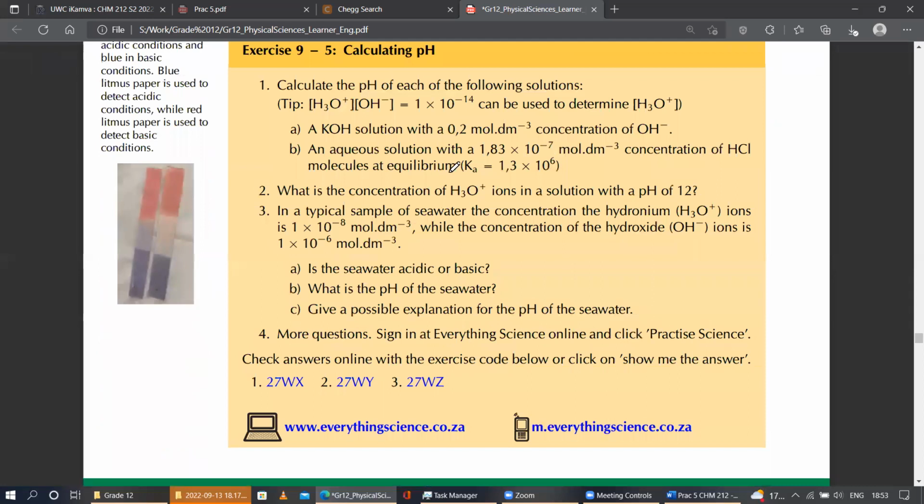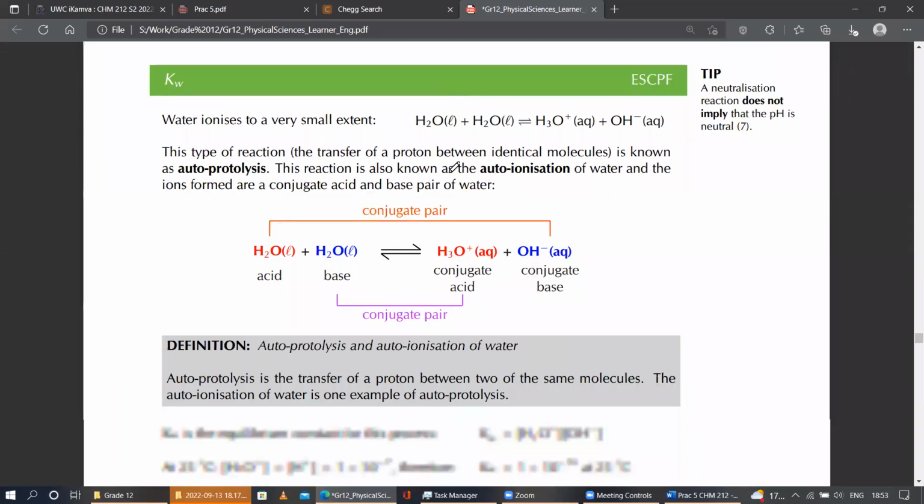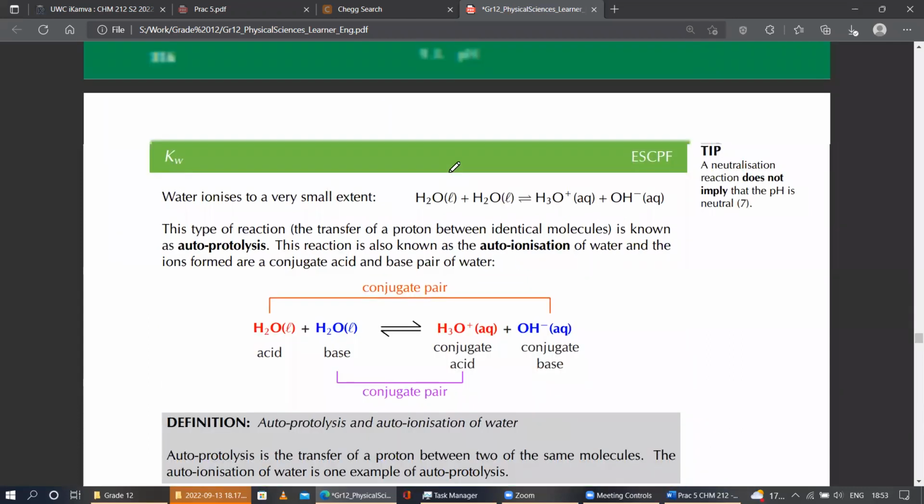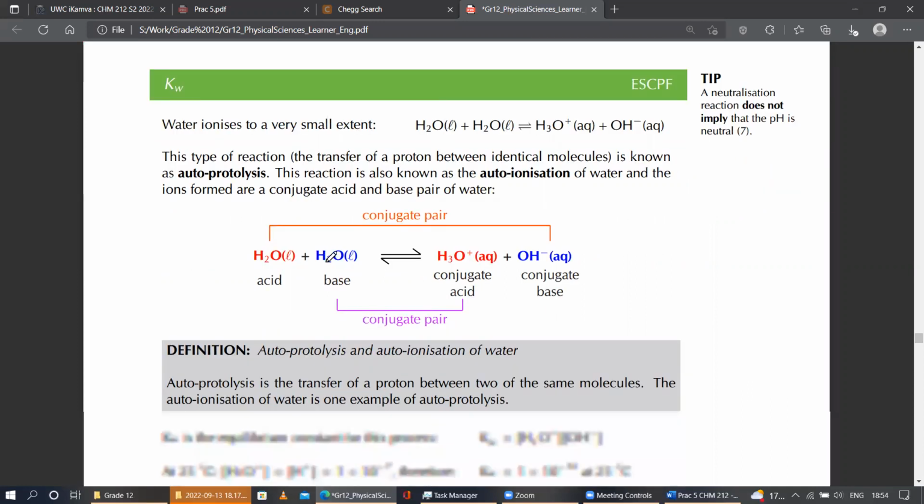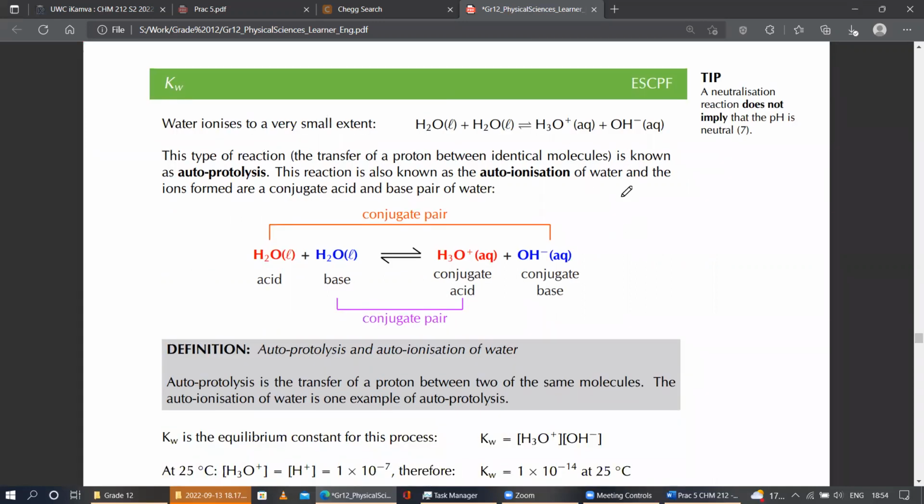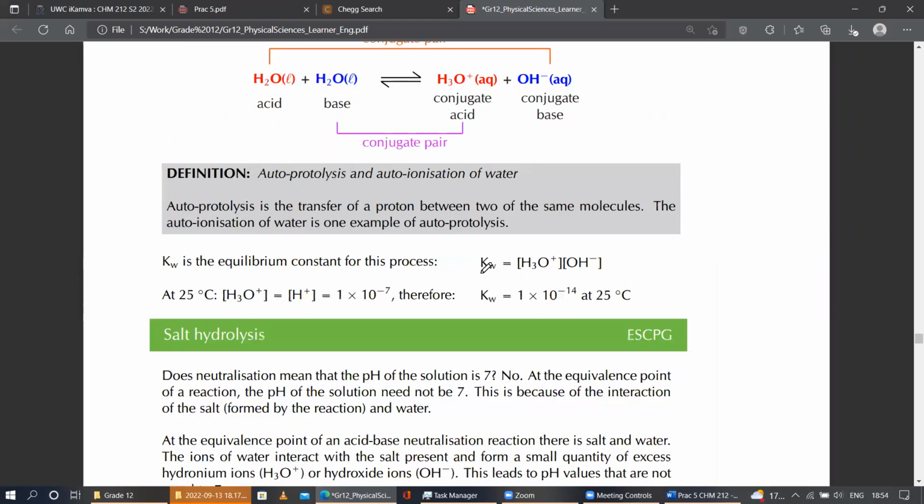Kw is the ionization constant of water, and your Kw is equal to the concentration of the hydronium ion multiplied by the concentration of the hydroxyl ion, which is 1 times 10 to the exponent negative 14.